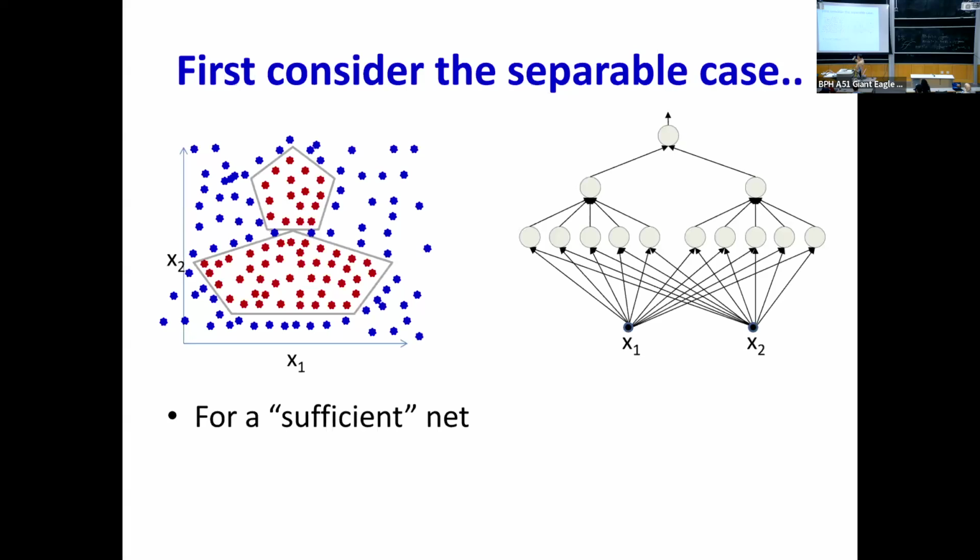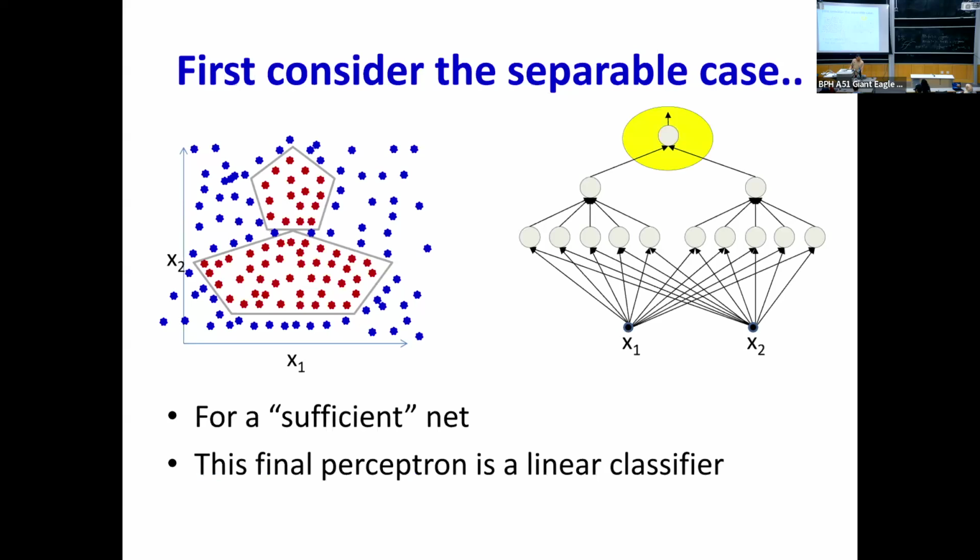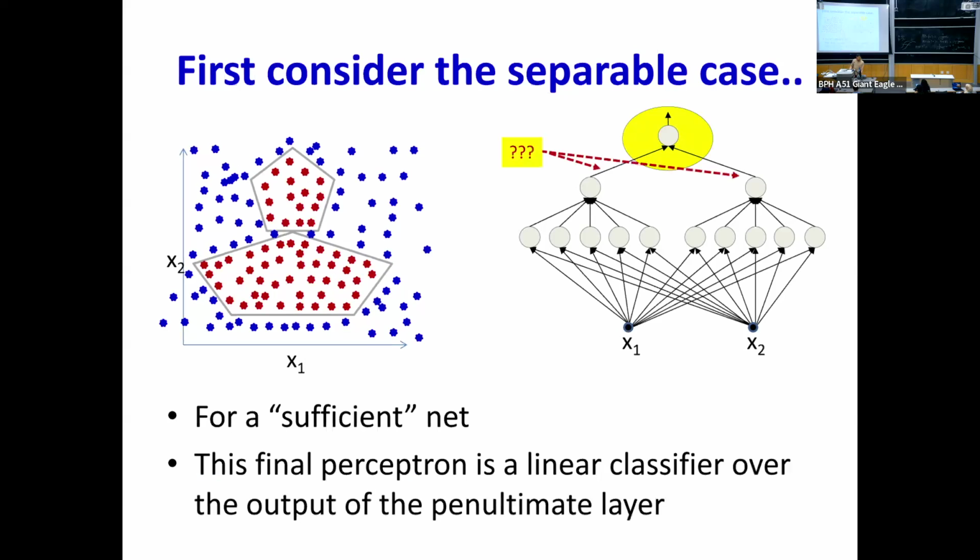So now, if this network does a perfect job of separating the red from the blue, then what does it tell us about what kind of data this guy is looking at? Specifically, if you look at the outputs of these two neurons over here, that's what the uppermost perceptron is operating on, right? So in that space, what do you think the data will look like if the network is doing a perfect job?